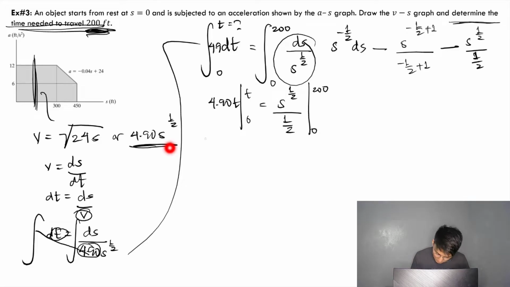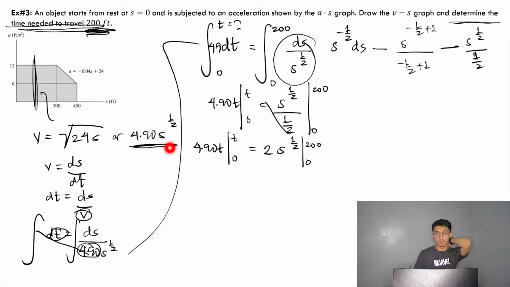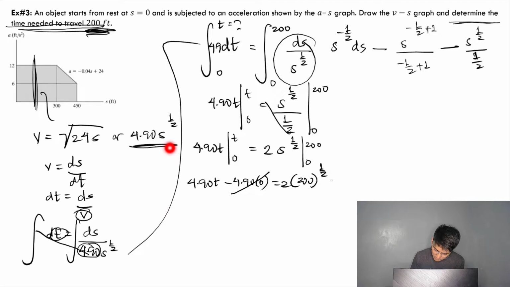Okay, simplify pa natin. We have 4.9t, 0 to t is equal to, ito kasi pwedeng gawin natin dyan, lipat natin doon, 2 na lang siya, 2s raised to 1 half, limits from 0 to 200. We can now substitute the values or the limits. 4.9t minus 4.9 times 0, so wala na yan, is equal to 2 times value ng s natin, 200, 200 raised to 1 half minus 0 na rin siya kasi ito yun.